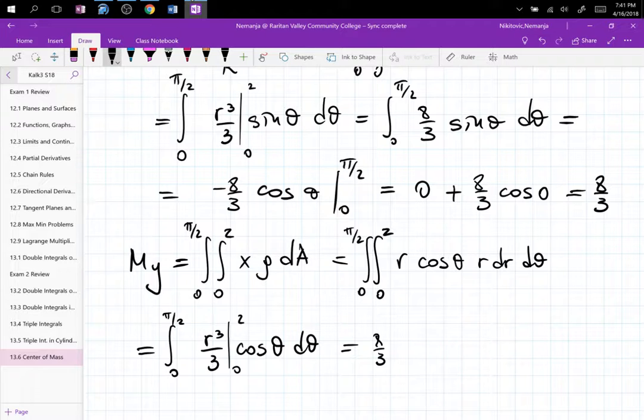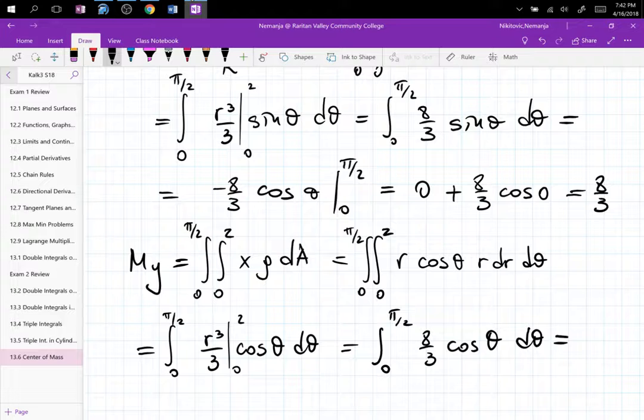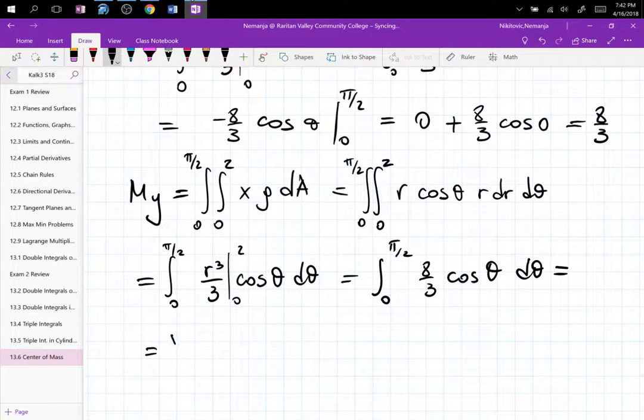You can kick that in front of the integral if you want. Actually, you know what? You can just integrate one step at a time. So 8/3 cosine theta d theta. That's 8/3 times the integral of cosine, which is sine, from 0 to pi over 2. So we also get 8/3 on this one.